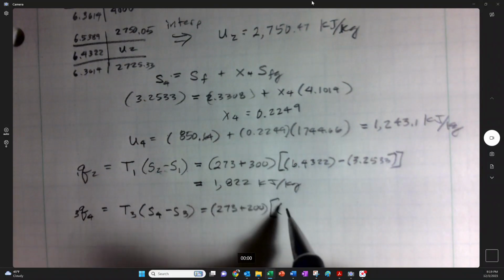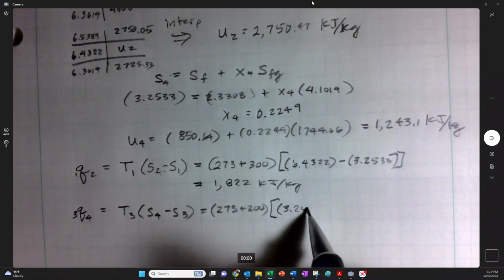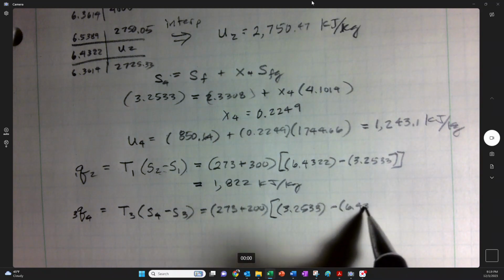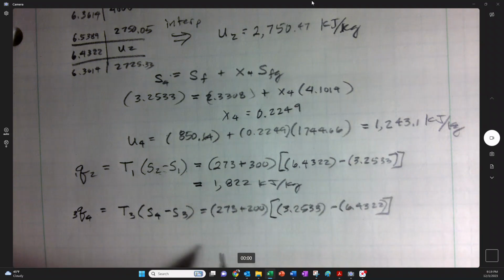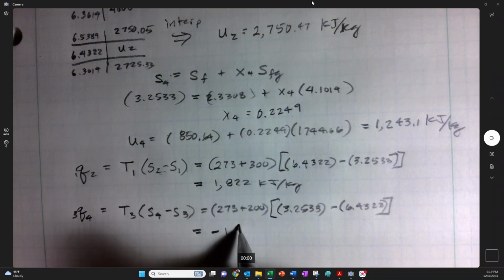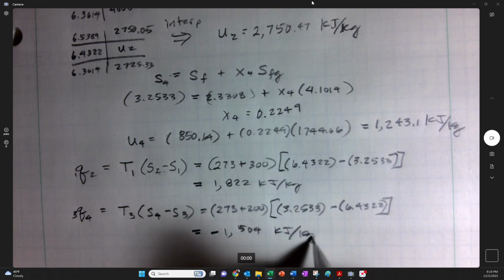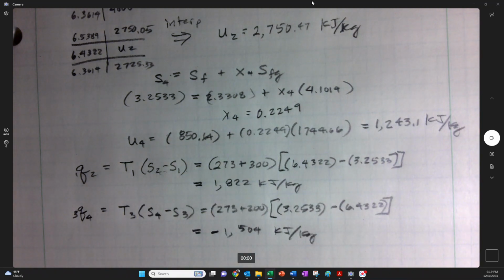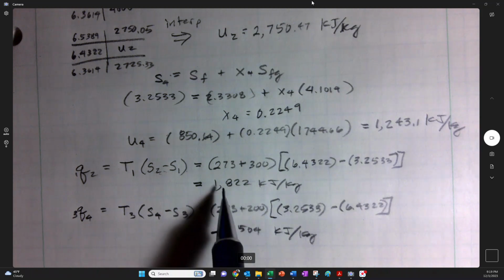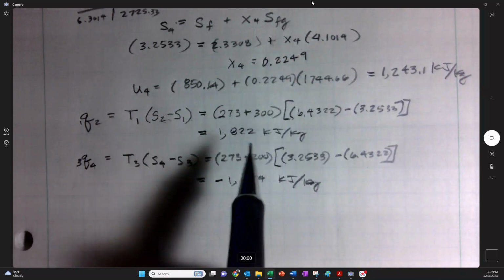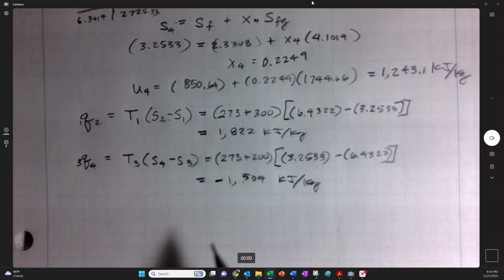So let's just say 3.2533 minus 6.4322. And so we're going to get a negative number, and that should be 1,504 kilojoules per kilogram. Now we could just get the work right now, but by subtracting this from that, and that should be the work out. This is the heat in, here's the heat rejected, the difference from the first law.